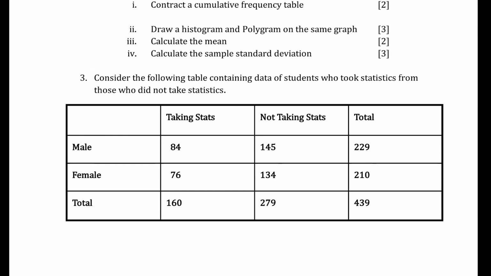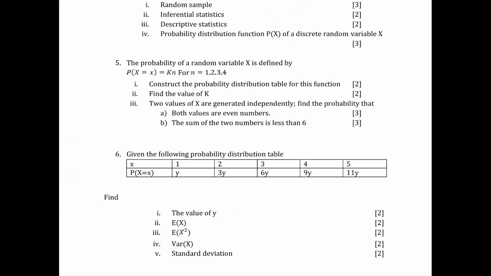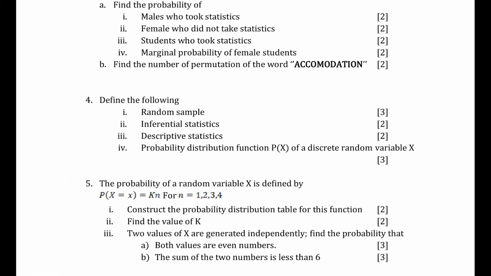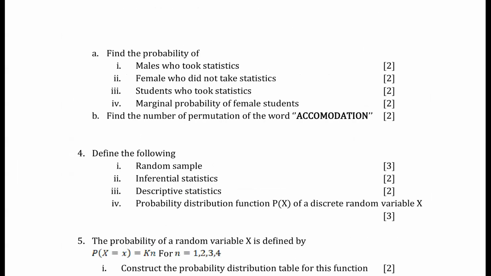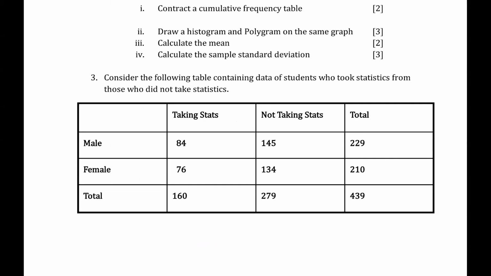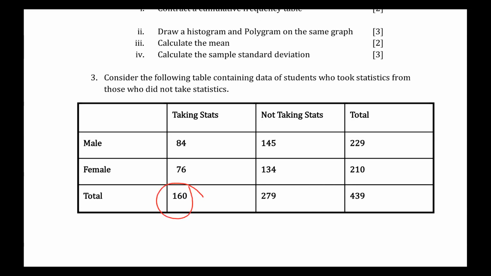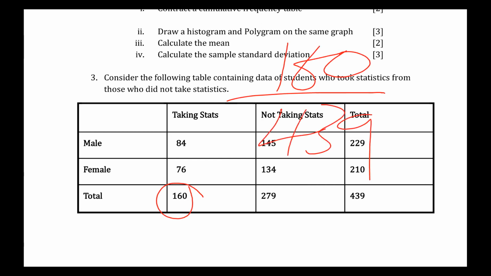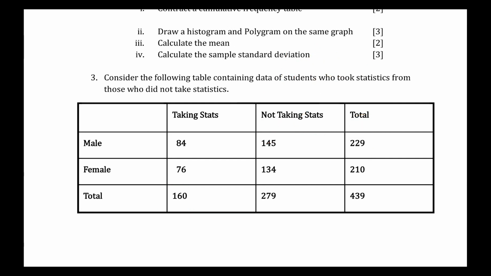So now, our question says, can you find the probability of those who took statistics? What is the probability of those who took statistics? So just come here in the contingent table, you check. The people who took statistics, just those who took statistics, right? How many are they? The 160 divided by 439. Okay? Just like that, you divide, you find a fraction. You good?